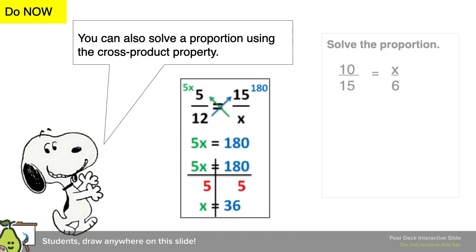Here's the problem we would like you to try. And if cross products are helpful, by all means, go ahead and give it a go. So what we're going to do is multiply the cross products, 15 times x, and set that equal to 10 times 6. Now we're going to divide both sides by 15, and we get that x is equal to 4. This means that the fraction 10 over 15 is equivalent to 4 over 6.